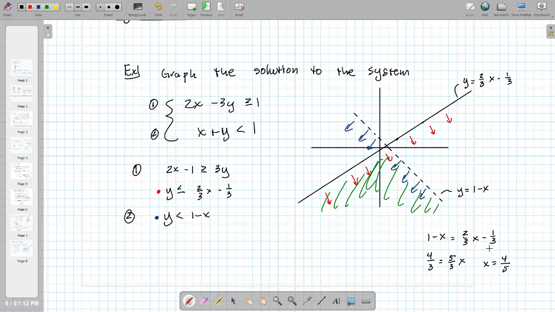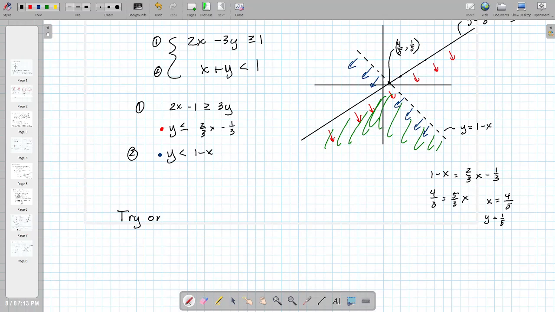It's actually an ugly problem. Because this point, the point we're looking for, is on both equations, I can plug it into either of these equations. I'm going to plug it into this one because it's easier, and I get y is equal to 1/5. This point, the vertex, is 4/5, 1/5. The rest of the shaded region is the graph of the solution to the system.